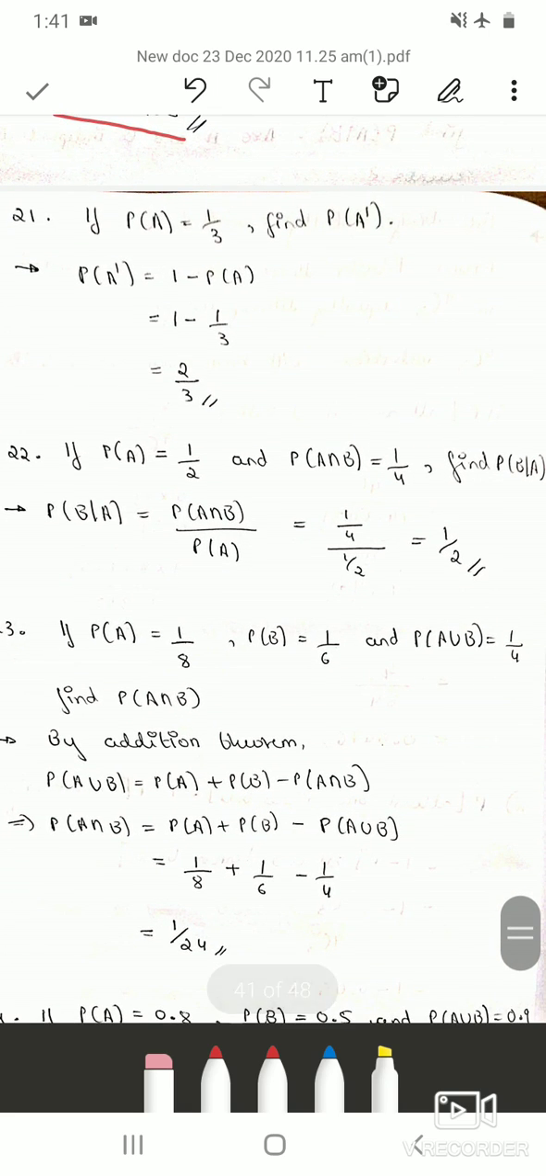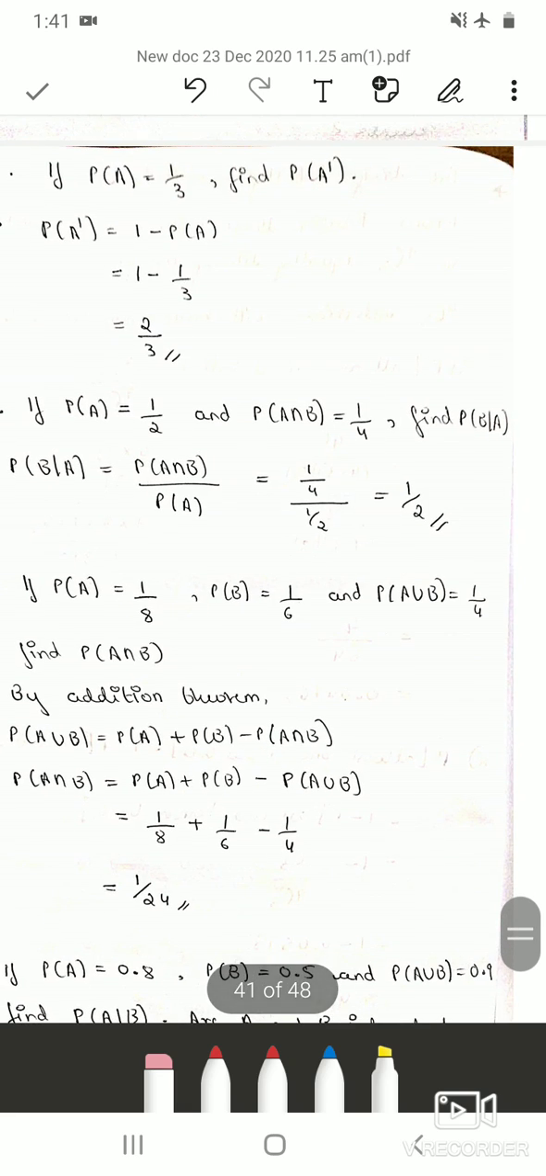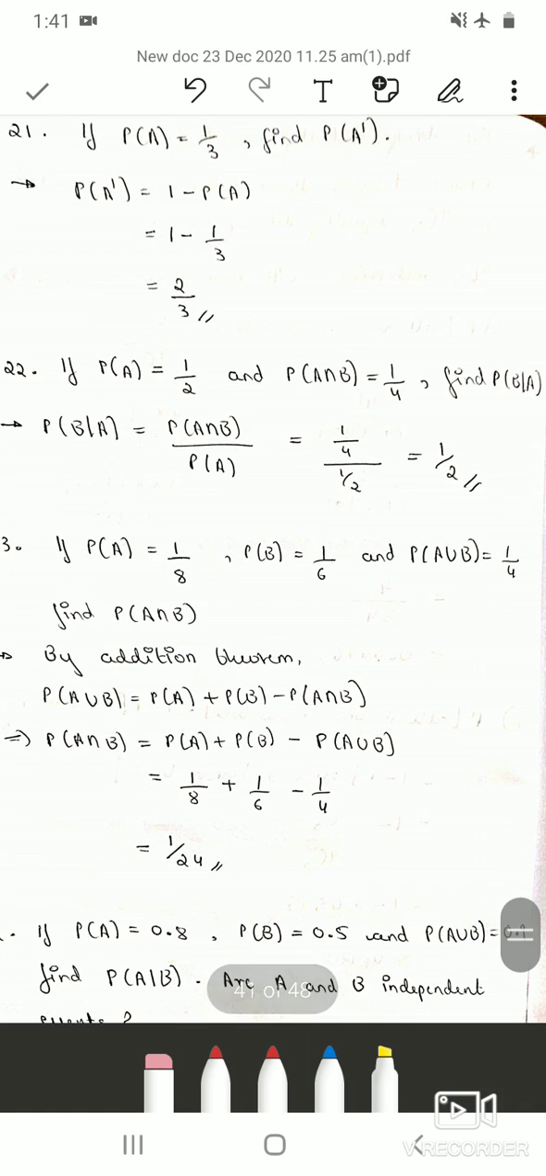If probability of A is 1 by 2 and probability of A intersection B is 1 by 4, then find probability of B given A. So substitute it in the formula of conditional probability, that is probability of B given A is probability of A intersection B divided by probability of A, which is 1 by 4 divided by 1 by 2, which is 1 by 2. So these can be asked in 2 marks questions.